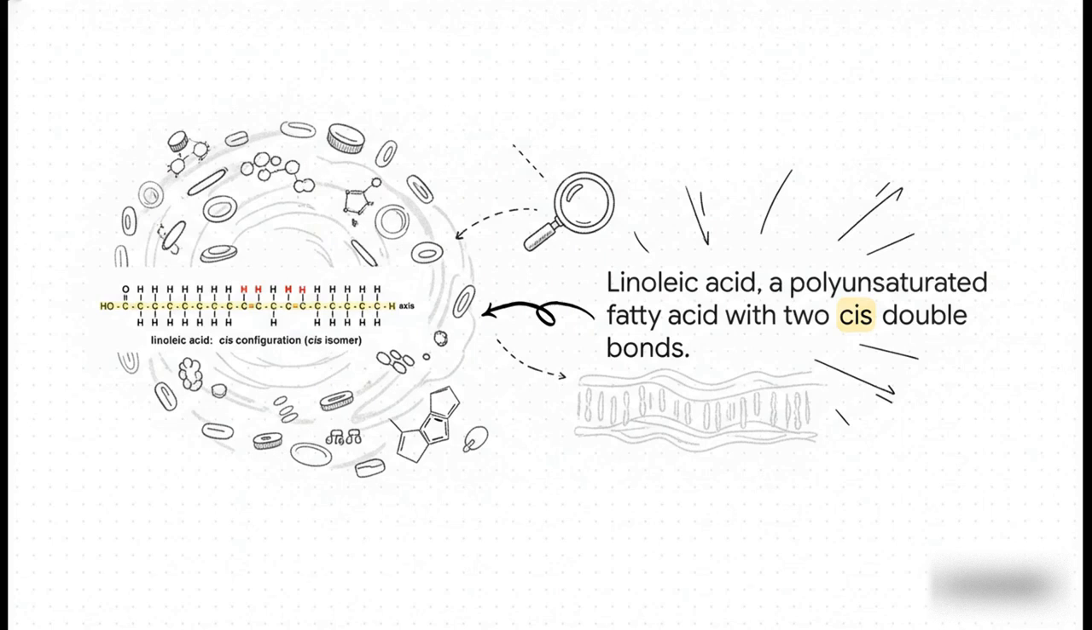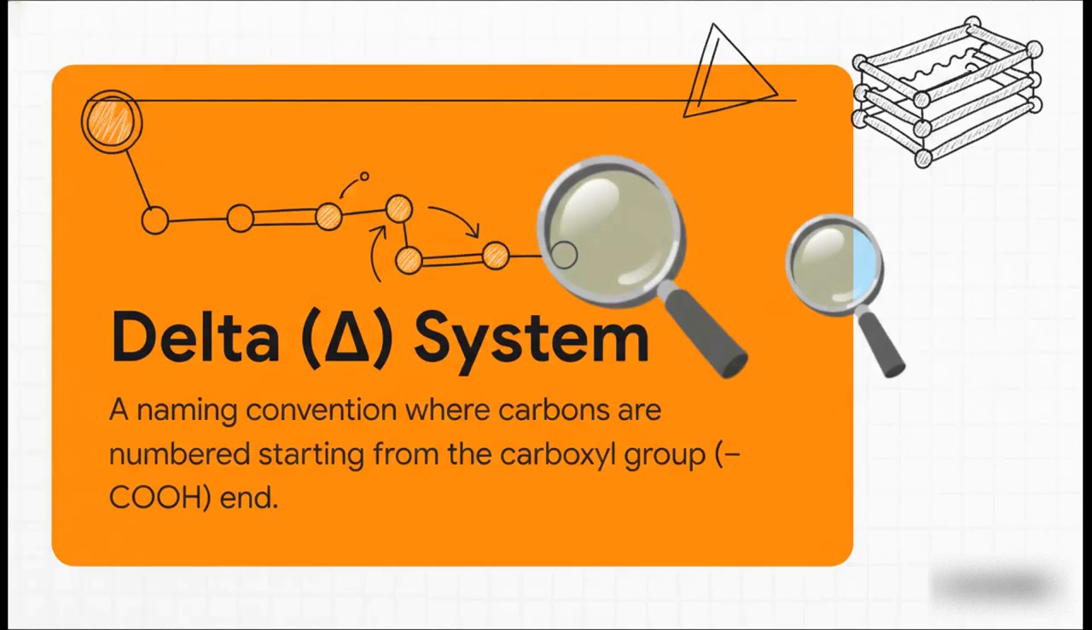So with all these different shapes and kinks, chemists obviously needed a standardized way to talk about them, a shared language. Let's take this molecule, linoleic acid, as our example to see how they do it. The first method is called the delta system. It's super logical. You just start counting from the head of the molecule, that carboxyl group, and number the carbons all the way down the chain. So if you see something called cis delta 9, it just means the kink starts at the 9th carbon from the head. Simple as that.